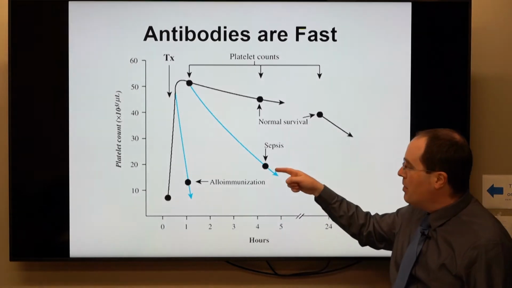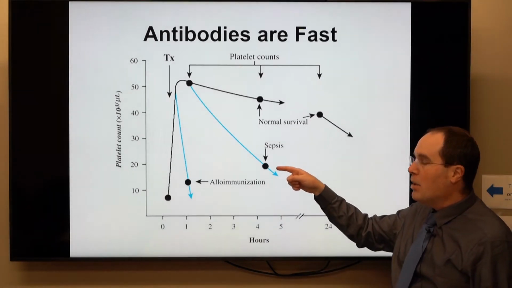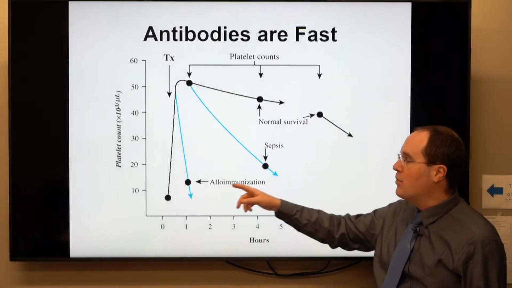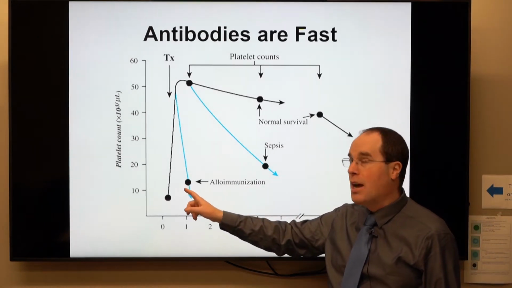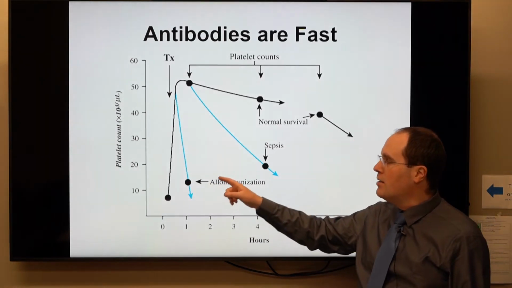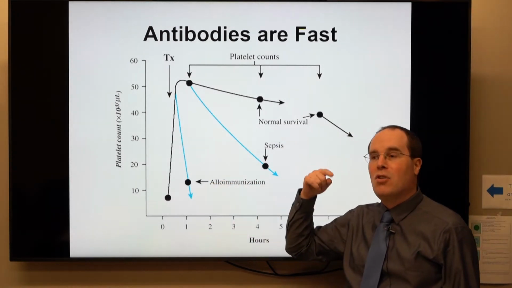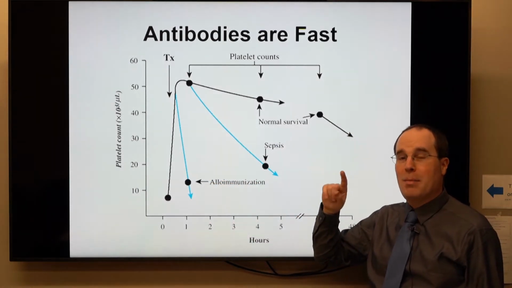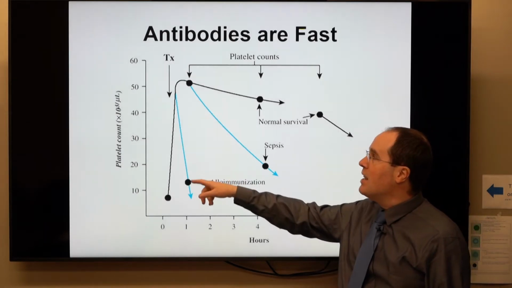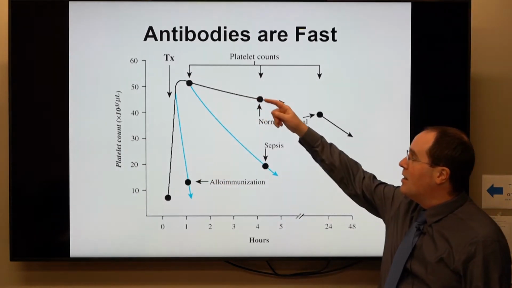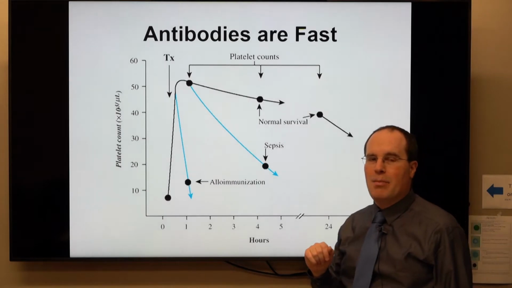So it doesn't really help us very much to get a platelet count several hours later, whereas if we got one, let's say an hour after the transfusion or less, then if it's low then, that's a strong signal that an antibody might be involved. Whereas if it's high right then, that's probably not due to an antibody, okay?